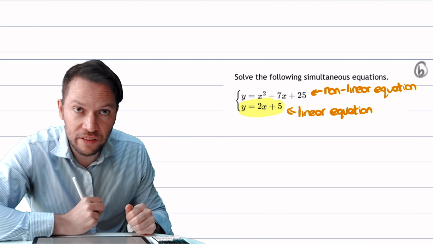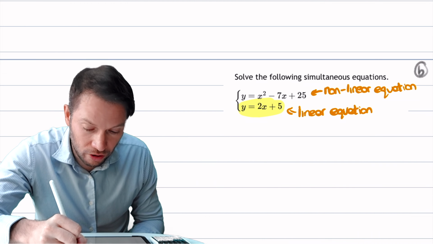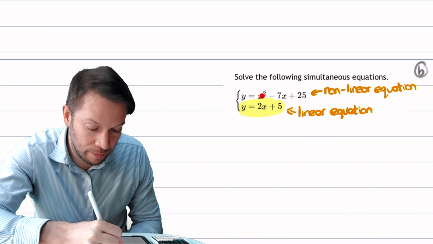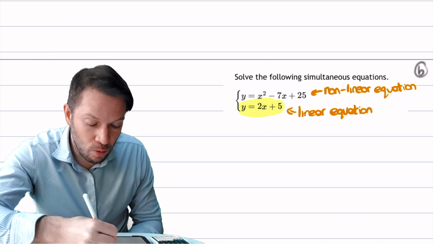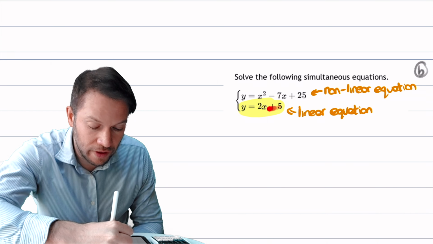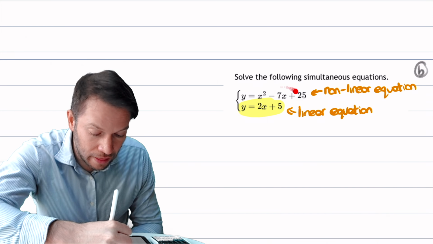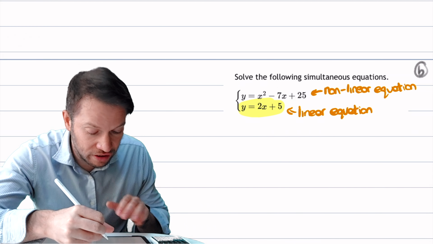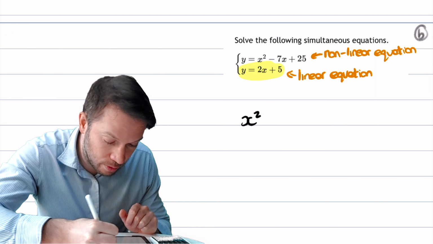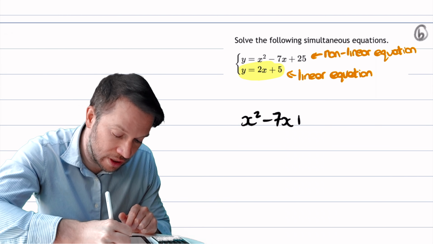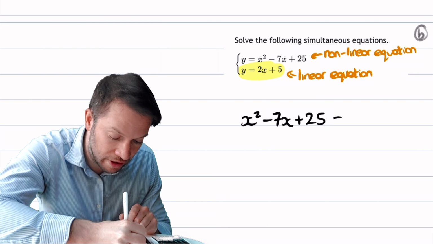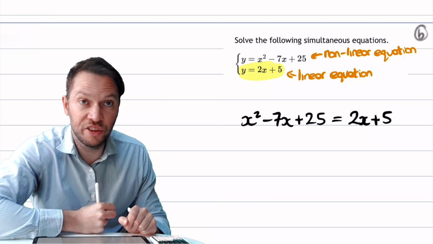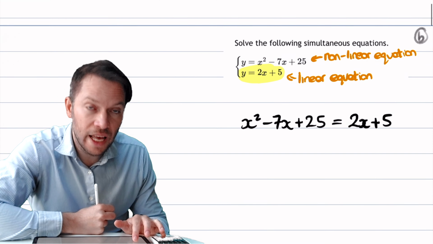Now, these kinds of simultaneous equations are a bit easier because y is the subject of both equations. It's y equals something and y equals something. If y is equal to both of these expressions, then it must be that this expression here is equal to this expression here. So we could just equate the two. We could say that x squared minus 7x plus 25 is equal to the other expression that y is also equal to, so 2x plus 5. So we've just equated those right-hand sides, and now we can solve it.